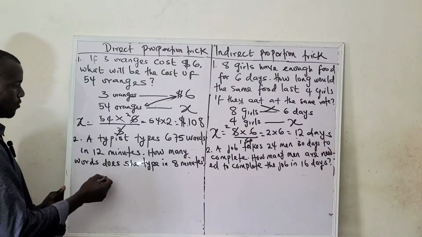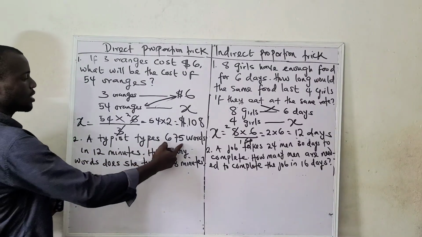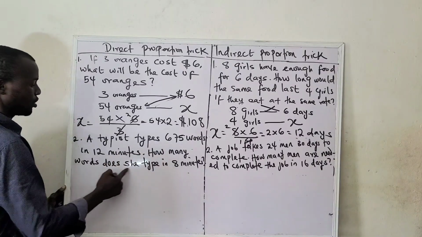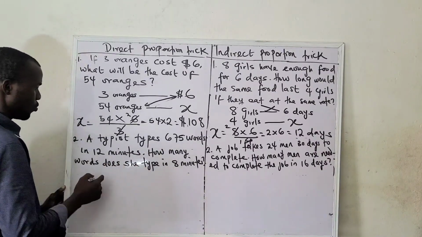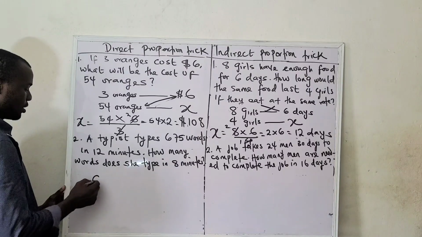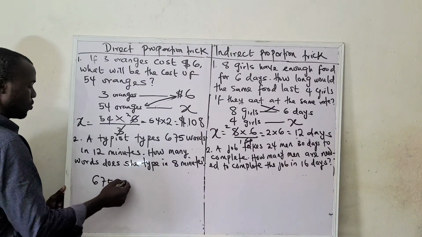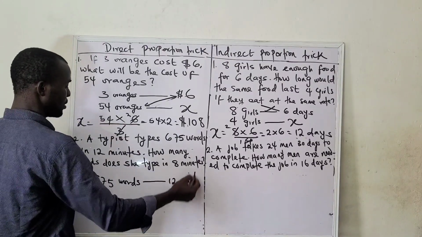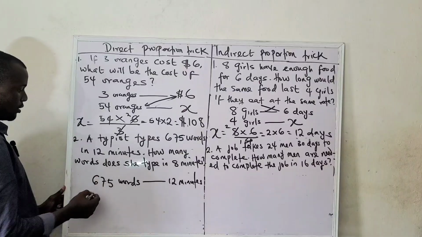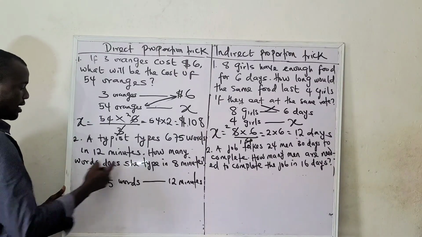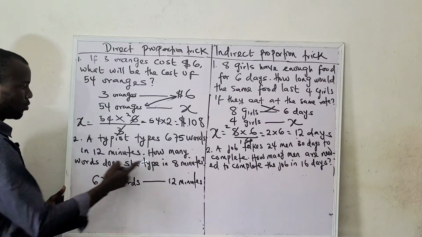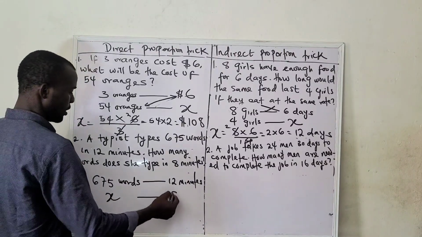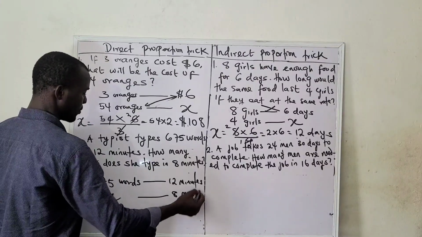Here we have: a typist types 675 words in 12 minutes. How many words does she type in 8 minutes? So we are going to have 675 words typed in 12 minutes. How many words does she type in 8 minutes? We don't know the number of words, so let's call it X, in 8 minutes.